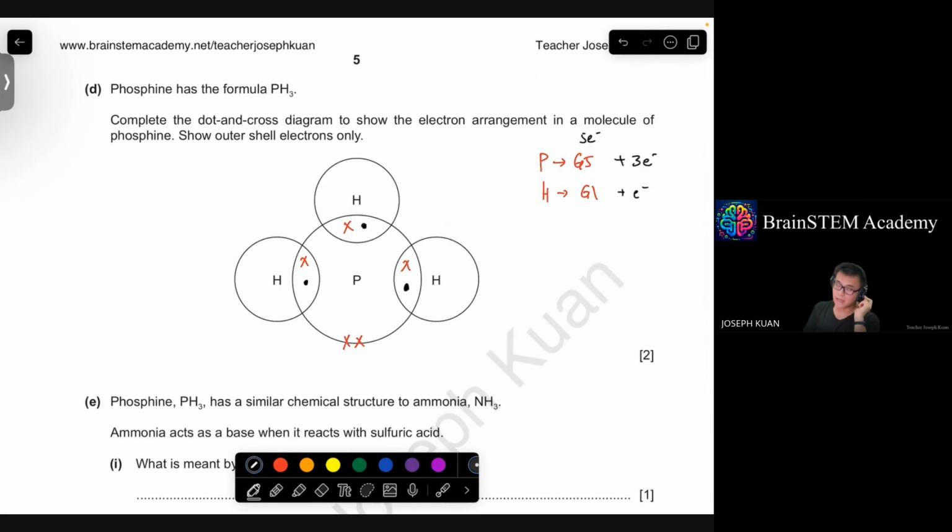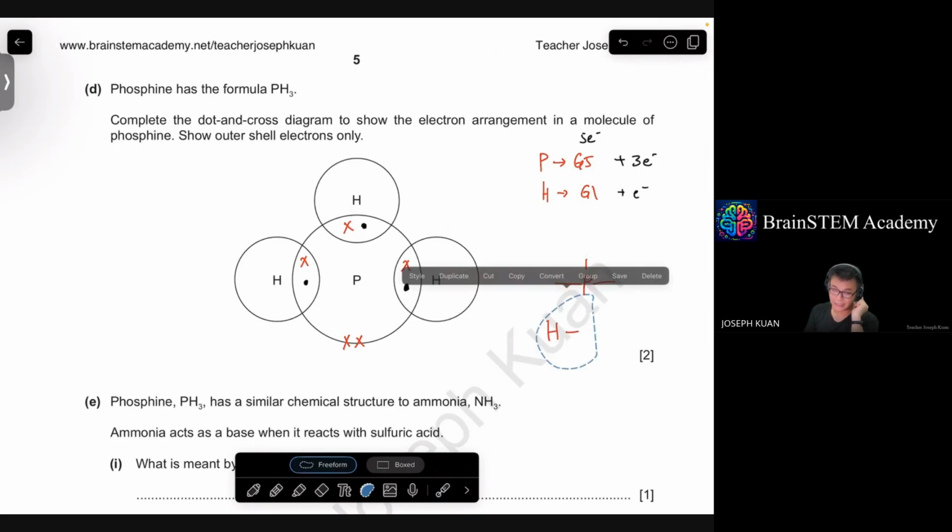If you can't use this method, there's also another method that I think will work, which is group 5 elements. I like to code it as it needs 3 lines to become stable, and then for hydrogen, it needs 1 line to become stable. So you just do a stick diagram, and then you stick them together. Then you should be able to get this structure.